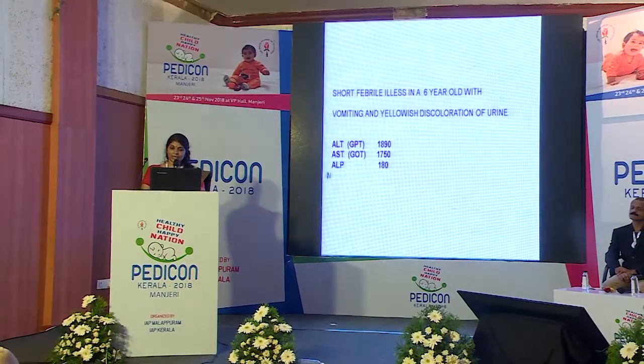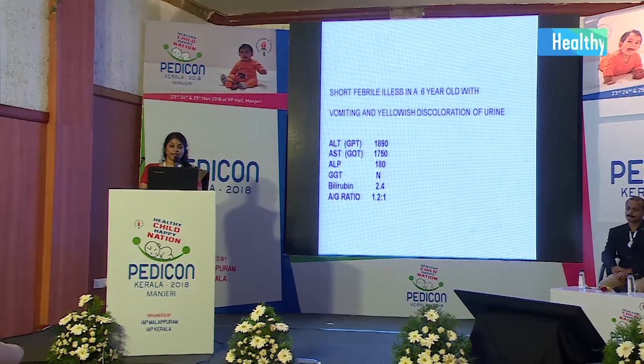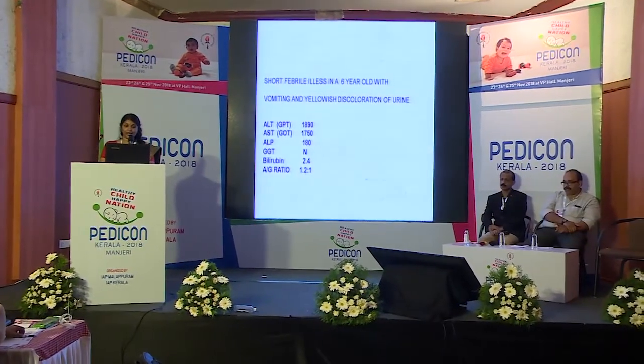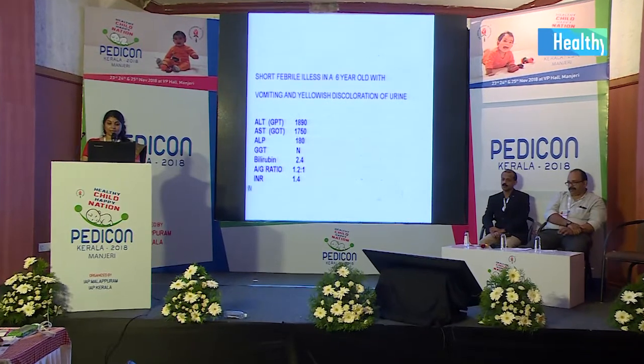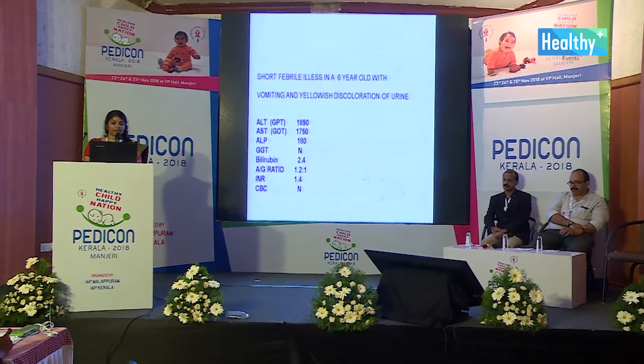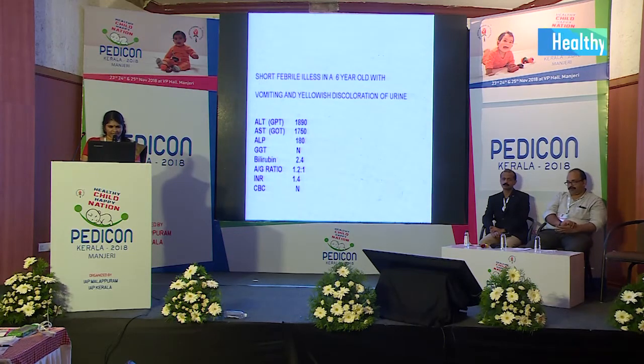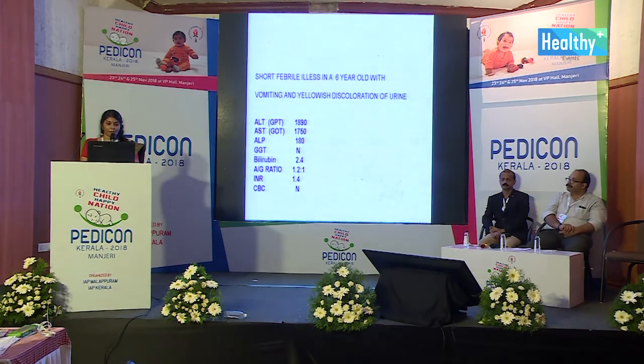Short febrile illness in a 6-year-old with vomiting and yellowish discoloration of urine. So short febrile illness is an acute illness. The enzymes have skyrocketed. They are in 4 figures. So the alkaline phosphatase is mildly elevated, but the GGT is normal. So the ALP elevation is not of significance. The bilirubin is 2.4. The INR is normal. So you have a transaminitis in a background of fever.